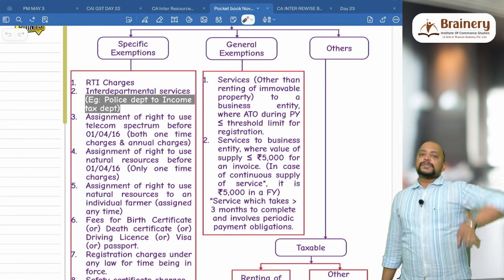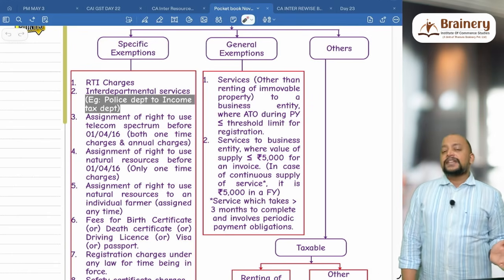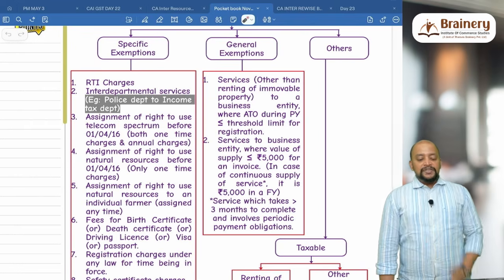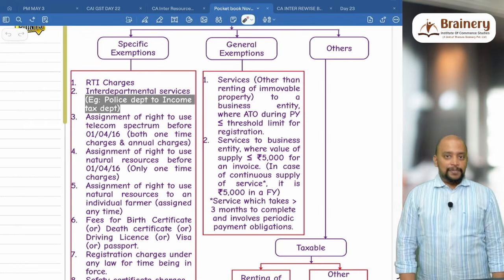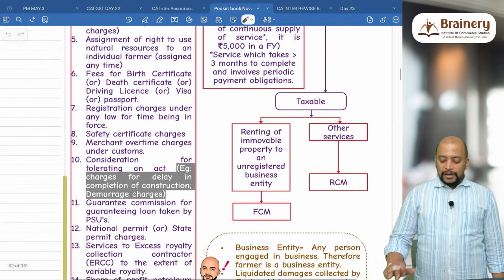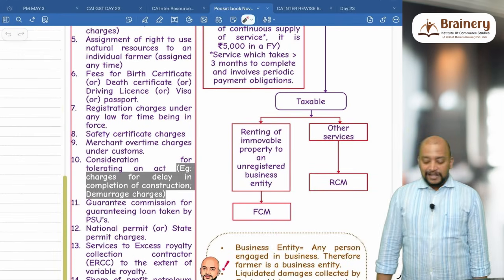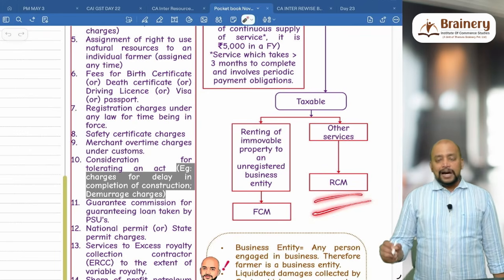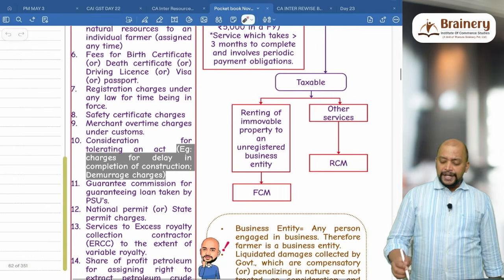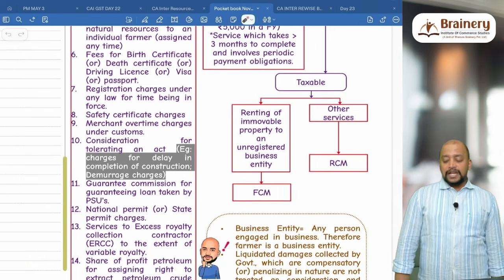So if it is covered under specific exemption, don't say anything, always it is exempted. If not covered under specific exemption, then apply the general exemptions. If it is neither specific exemption nor general exemption, in other cases it will be taxable. Wherever it is taxable, you need to check whether it is renting of immobile property to an unregistered business entity, then it will be FCM, or other cases it will be RCM. Okay, so renting of immobile property to an unregistered person is FCM, otherwise RCM.